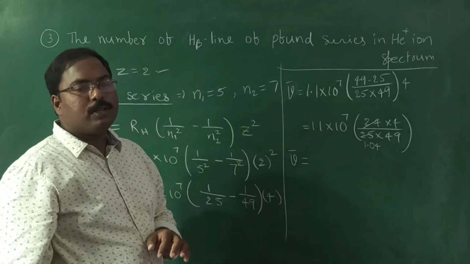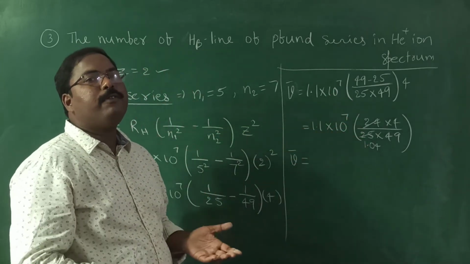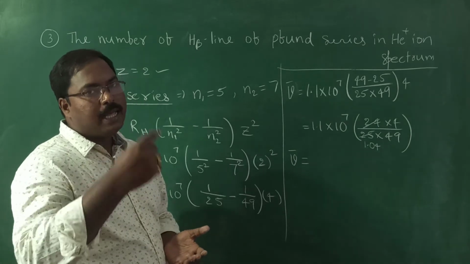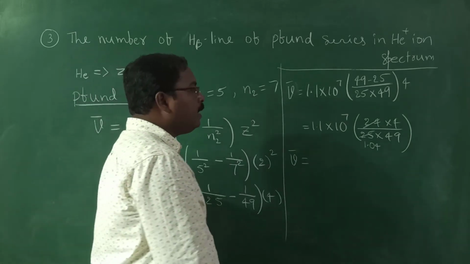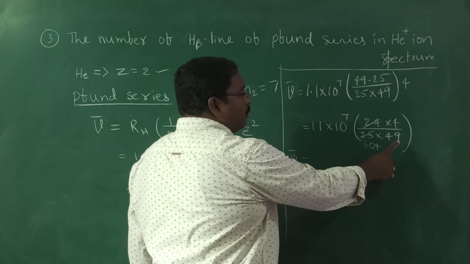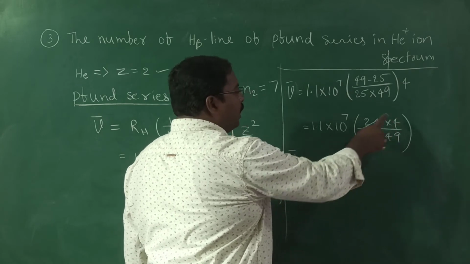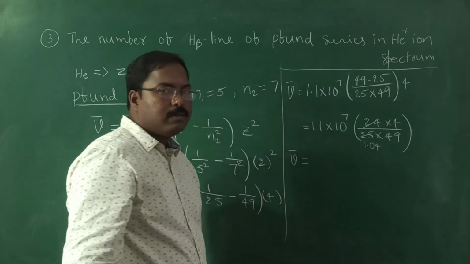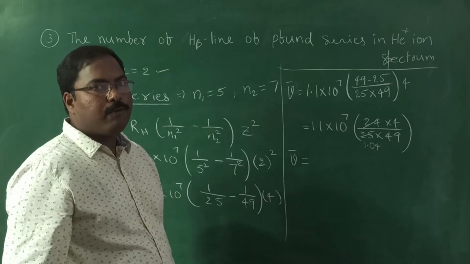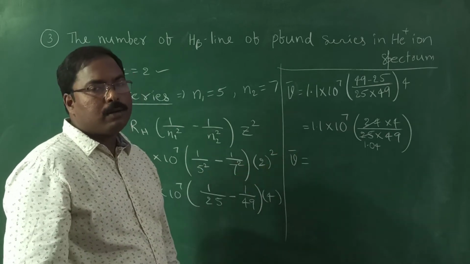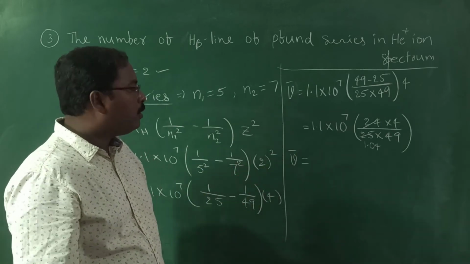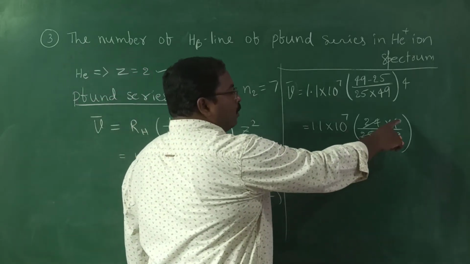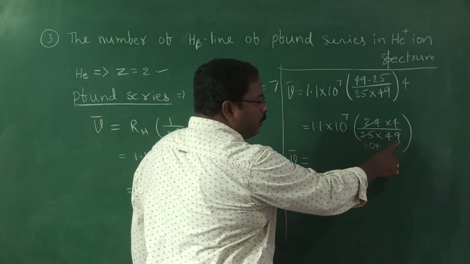24, 25 very close numbers. So in 25, 24 how many times will be cancelled? Approximately one time it will be cancelled. Now, this is 4 into 1.1. 4 elevens are 44. 4 into 1.1, 4.4. Now 4.4 by 49.